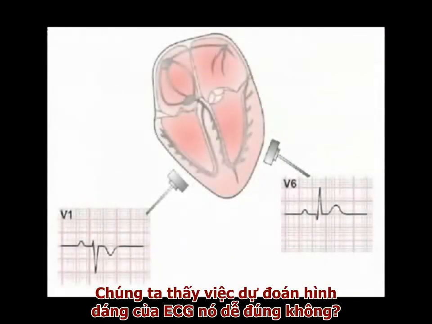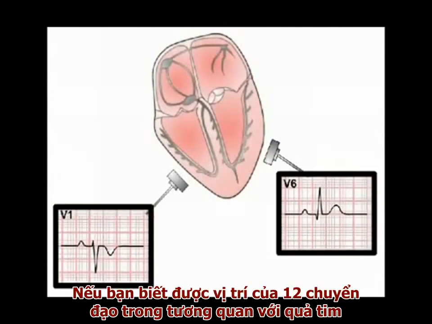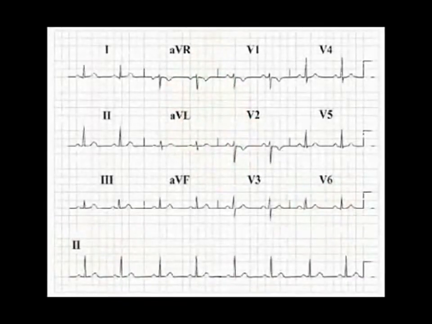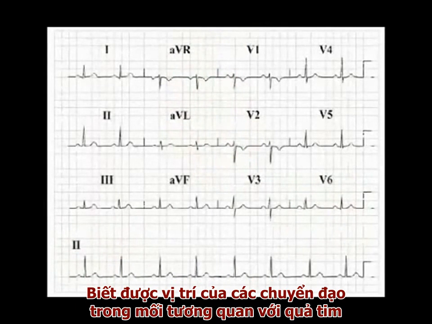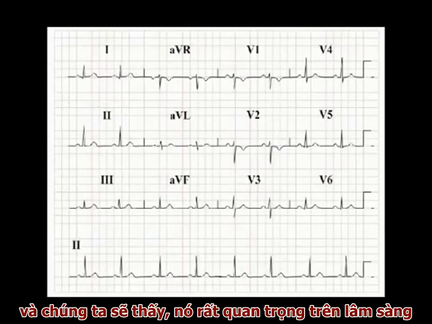We've seen how easy it is to predict the form of the ECG readout in two of the chest leads, V1 and V6. If you know the position of each of the 12 leads of the ECG relative to the heart, you can carry out a similar analysis in all 12 leads and build a predicted ECG. Learning the position of the leads of a standard ECG relative to the heart is not as difficult as it sounds, and as we'll see later, pays dividends in clinical practice.